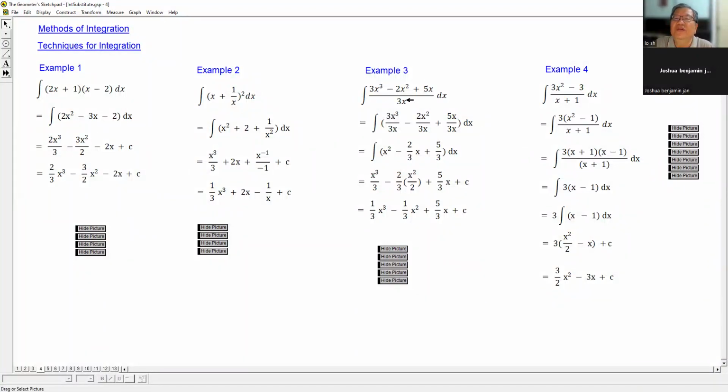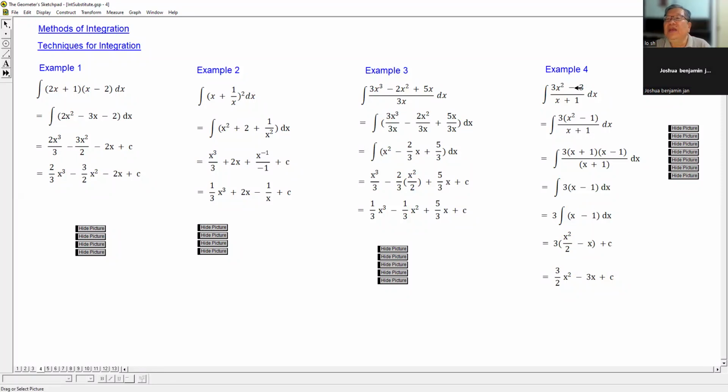Now for division, when you have two functions, one at the top, one at the bottom, how are you going to integrate them? Again, you cannot integrate them term by term straight away. You have to simplify them. This one divided by 3x, 2x squared divided by 3x, 5x divided by 3x. So you change them to term by term. Then after that, you simplify. Now simplify this, becomes x squared, 2 over 3x cancels, becomes 5 over 3. Then you integrate one by one.